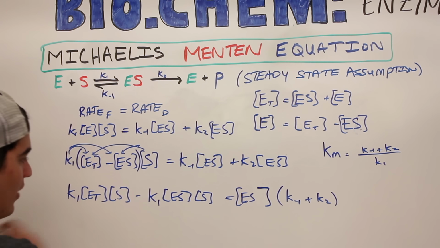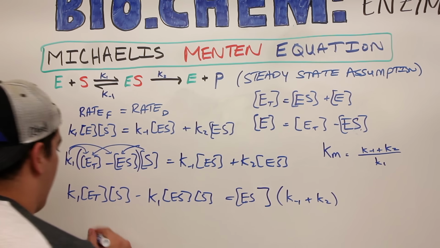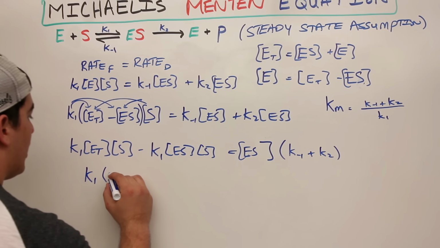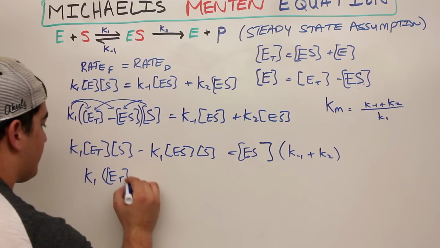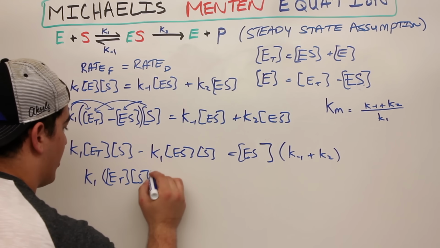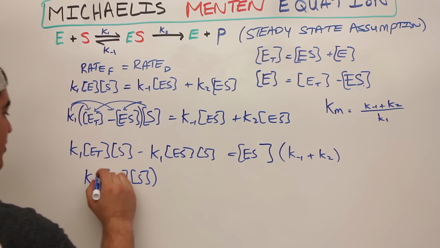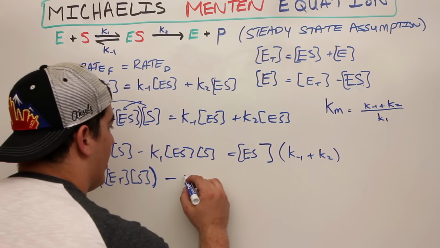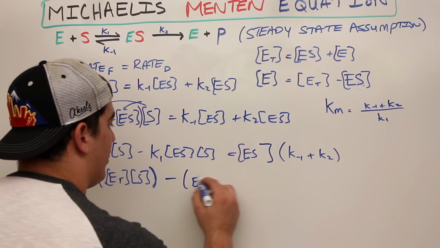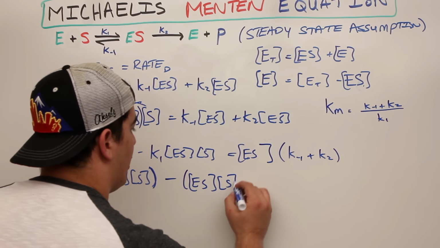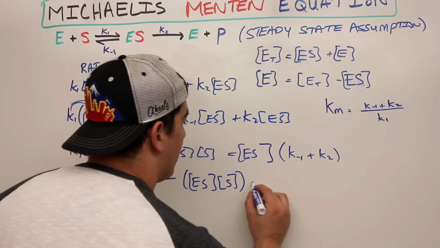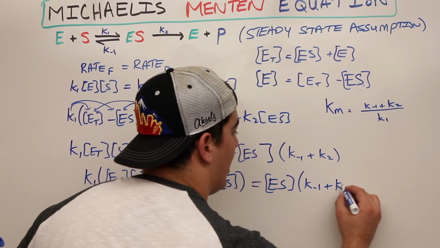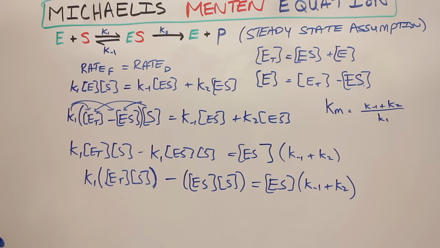I can factor out this K1. Let me factor that K1 out now. So if I factor out K1, what do I have now? I'm going to have enzyme total times substrate, and I'll put parentheses there for this. And then, minus, what am I going to have over here? Enzyme substrate concentration, all equaling enzyme substrate times K-1 plus K2. Okay, now what do I do here?